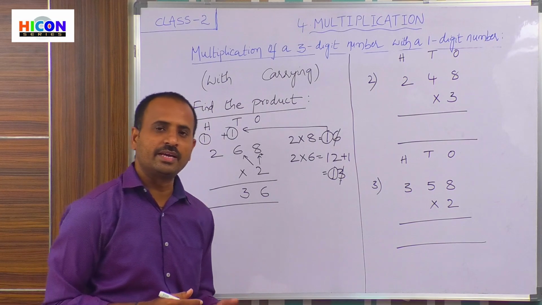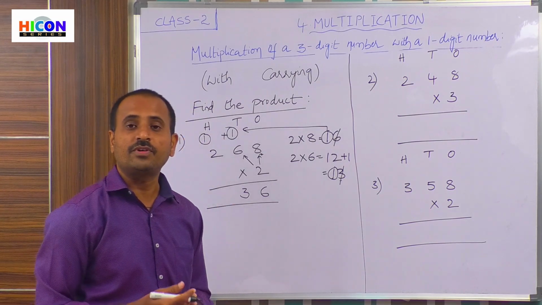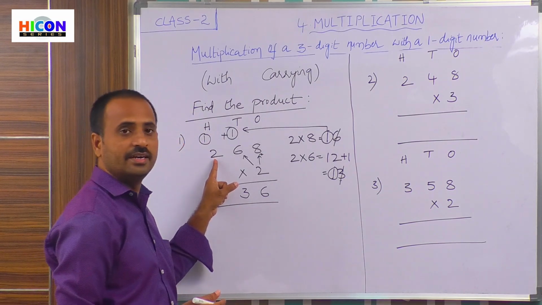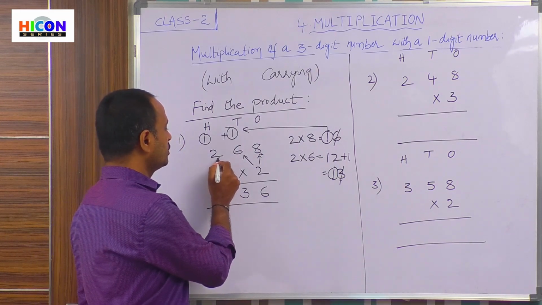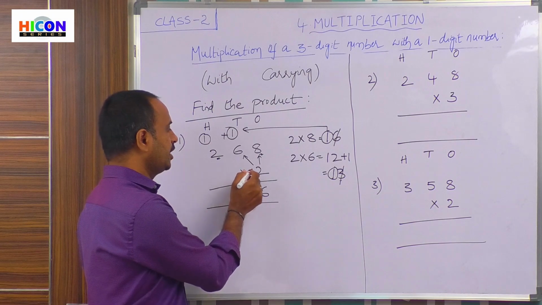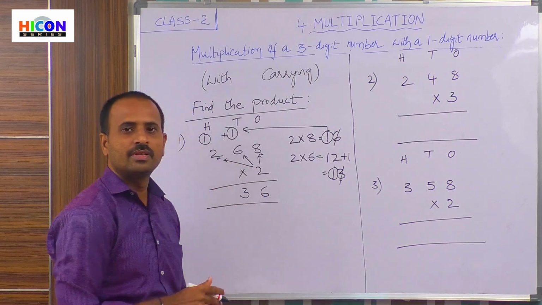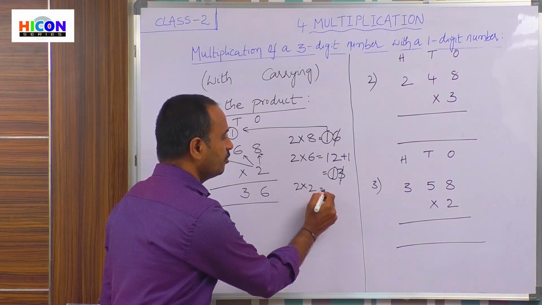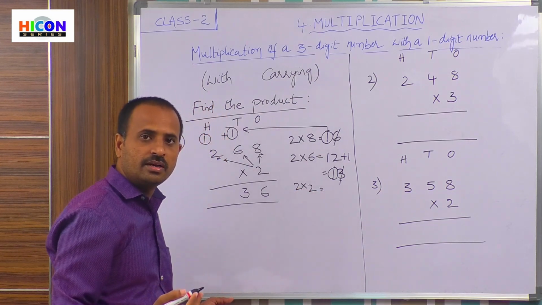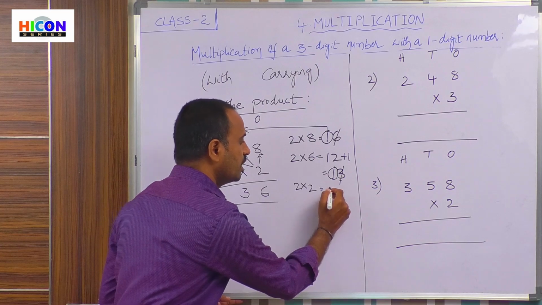Now do the multiplication with hundreds place. First multiply the digit present in hundreds place with 2. Which digit is present in hundreds place? 2 is present in hundreds place. Multiply 2 with 2, that is 2 into 2. Children, how much are 2 twos? 2 twos are 4.